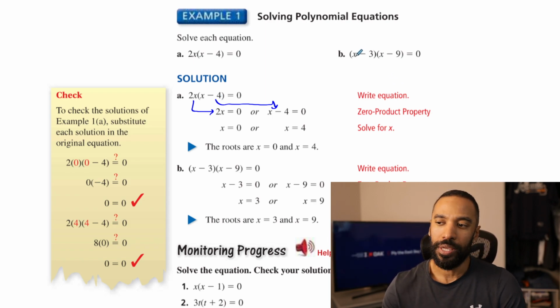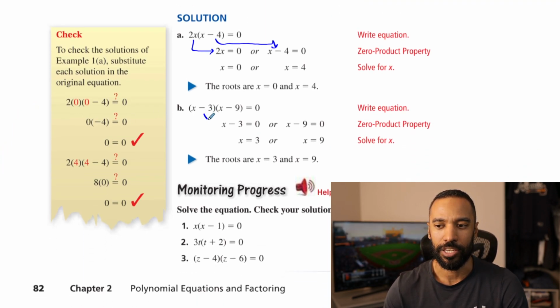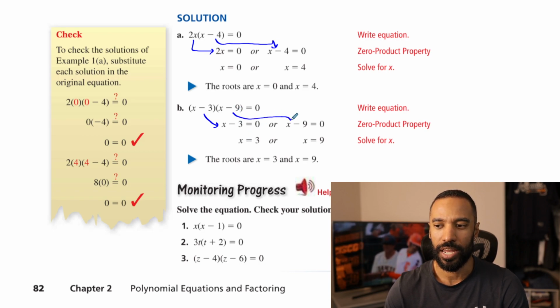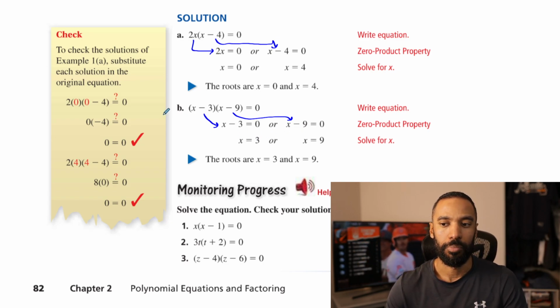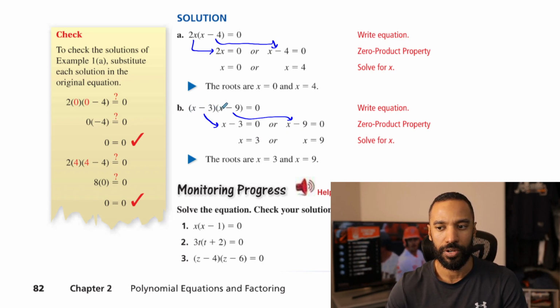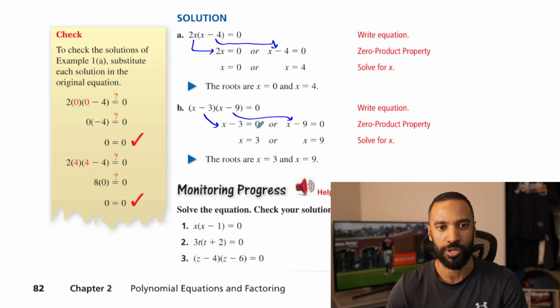When you look at part B, x minus 3 times x minus 9 equals 0, the same kind of thing. If x minus 3 equals 0, you add 3 to both sides and x equals 3. If x minus 9 equals 0, you add 9 to both sides and x equals 9. Now remember, one or the other works. Plug in 3 into here, 3 minus 3 is 0. You either plug in 0 for this, 0 times negative 4 is 0, or plug in 4 into this, 8 times 0 is still 0.